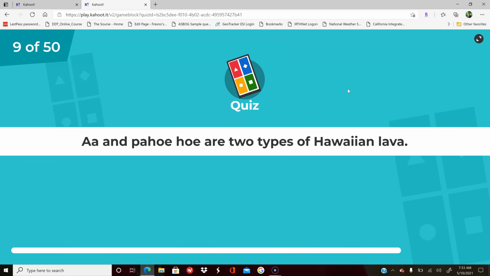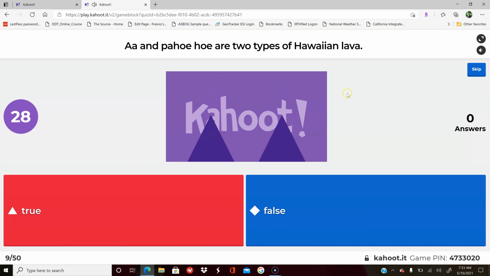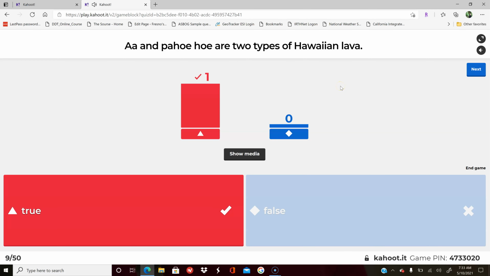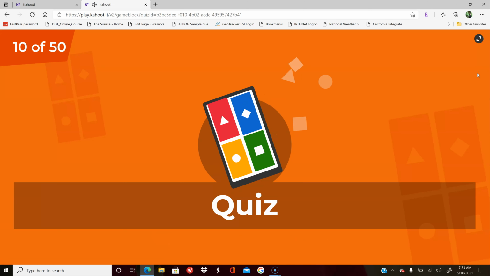A'a and Pahoehoe are two types of Hawaiian lava. This is true. So this is the rough and the rope-like lava that I showed in some of the images on the volcanic PowerPoint, the volcanoes and igneous rocks PowerPoints. The A'a and Pahoehoe are the two types of Hawaiian lava.